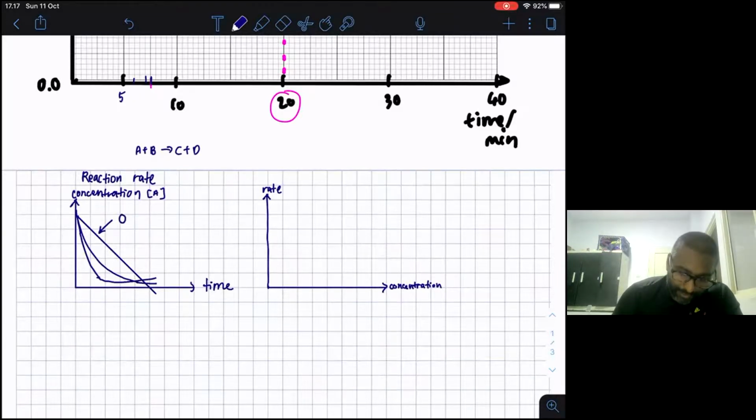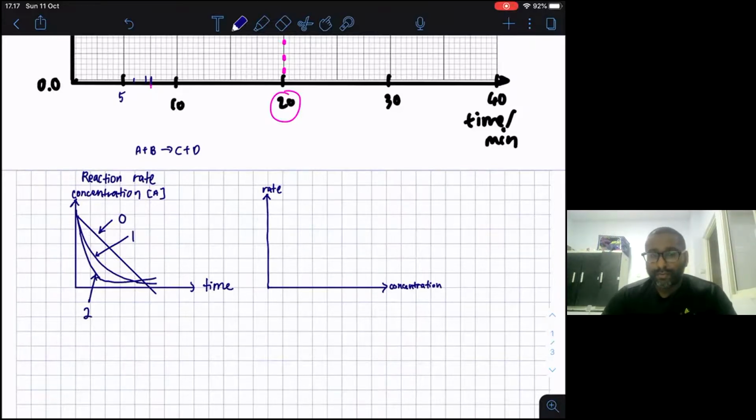And this one we will learn later. The one that is steeper, we will call a second order reaction. This is going to be a first order reaction. So we are looking at three types of graph: one is a straight line and the other two are curves.